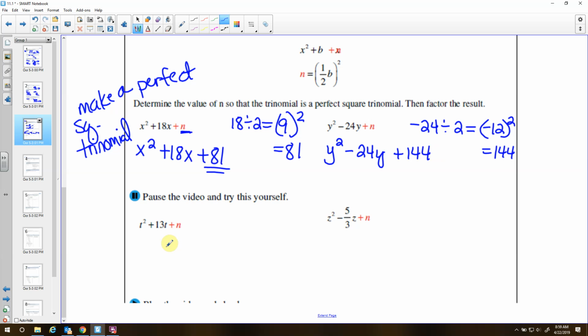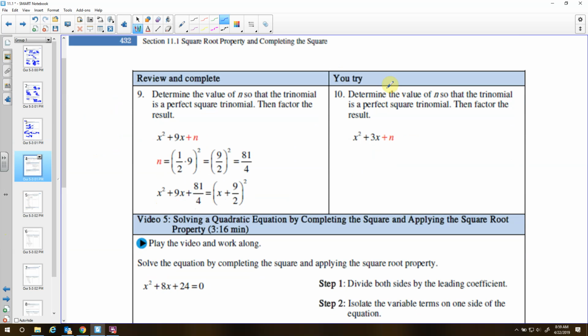Now, I don't like throwing in weird ones that don't divide, but just in case you see one, if you had a 13, 13 divided by 2 is 13 over 2, and if we square that, we get 169 over 4. So that's what would go here. t squared plus 13t plus 169 over 4. I don't like doing those, so you won't see fraction ones like that. I like doing the even ones because, you know, this is a 100 class, and I think we just need to try and keep it simple.